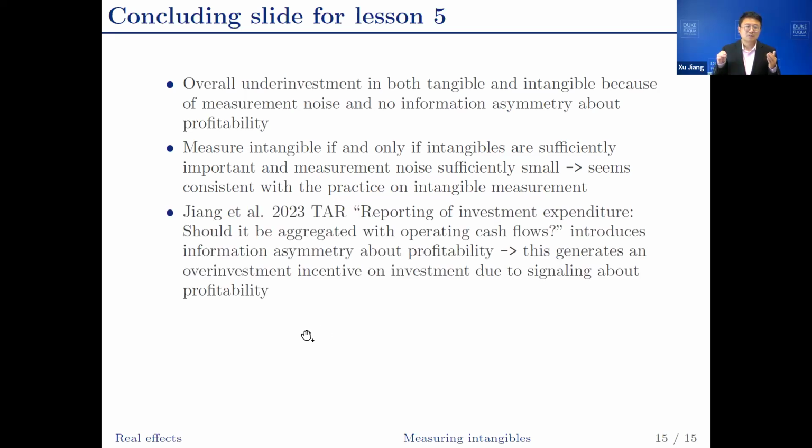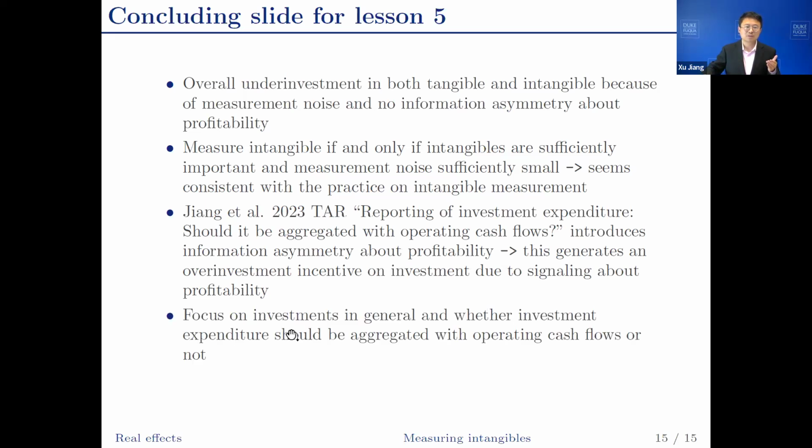And then I have a follow-up paper together with Chandra Kanodia and Gao-Qing Zhang. In this case, we introduce information asymmetry about profitability. In this case, there will be an overinvestment incentive. And we look at a different research question. So if you're interested in it, check this paper out.